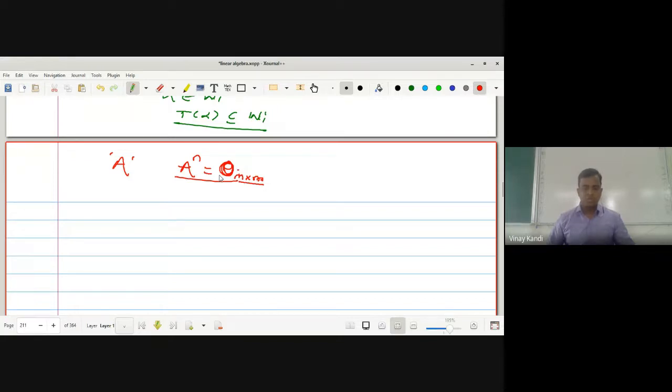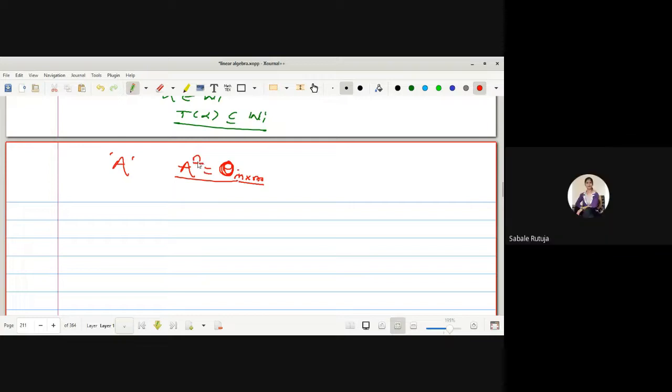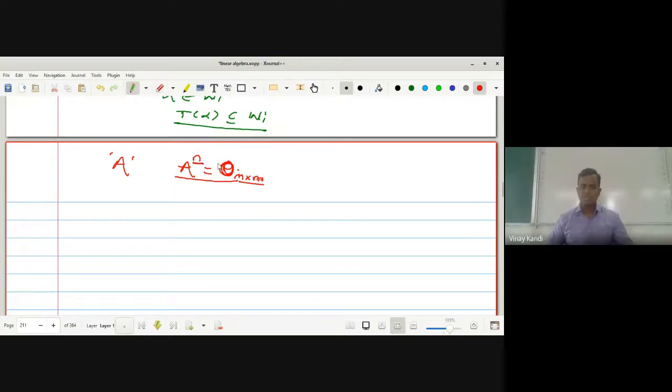Okay, what is the nilpotency index of this matrix? Nilpotent index n. Similarly, a linear operator T is said to be a nilpotent operator if there exists a positive integer n such that T raised to n is equal to the zero operator. Okay. Then the nilpotency of this operator is n.